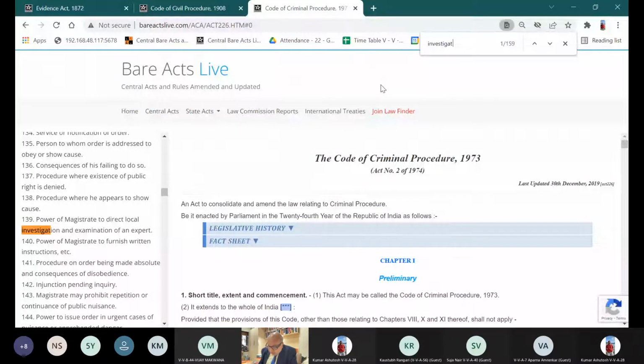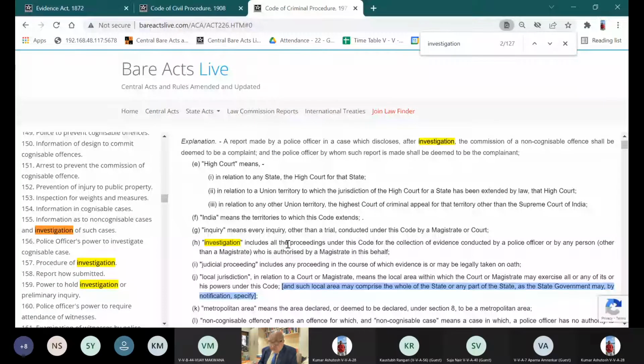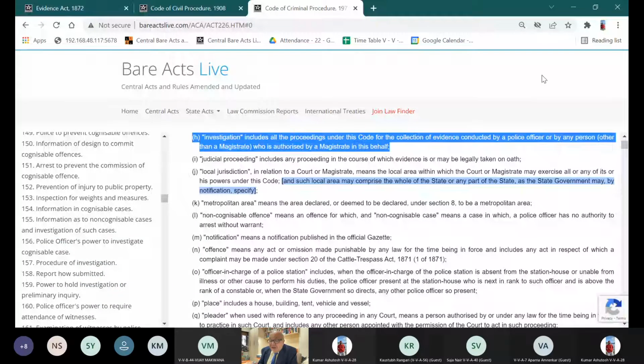Section 2(h) for Hyderabad. Investigation includes all proceedings under this code for the collection of evidence conducted by a police officer, please underline this, or by any person other than the magistrate. So the magistrate is excluded from the domain of collecting evidence. Who is authorized by the magistrate in this behalf?